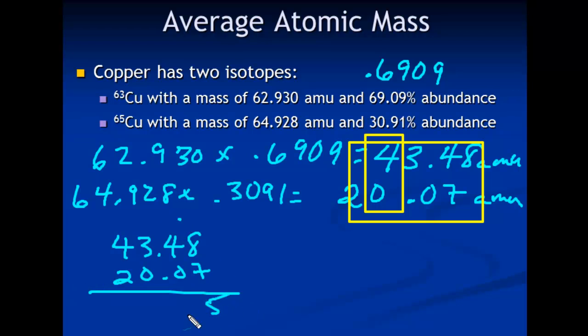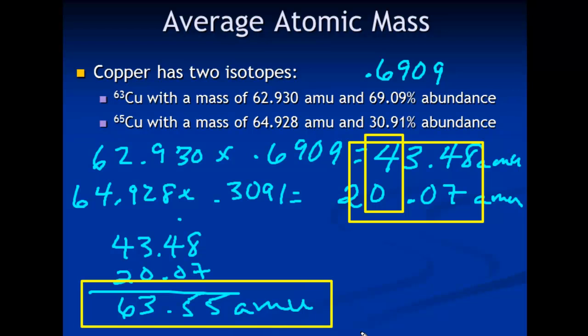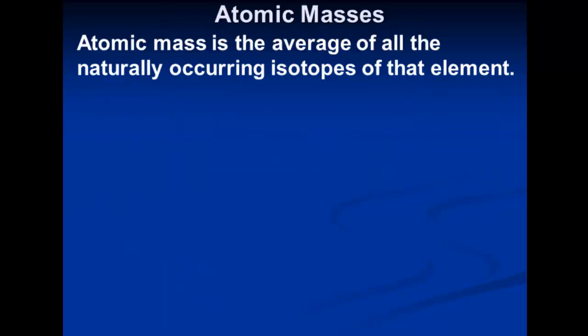5, carry the 1, 5 point, and then 3, 63.55. And we always want to include our units, so that's atomic mass units. There we go. That's a better box. Now go ahead and check copper on the periodic table. And your answer should be close if it makes sense. And in fact, you do see that on our periodic table, copper has a mass of 63.55 atomic mass units.